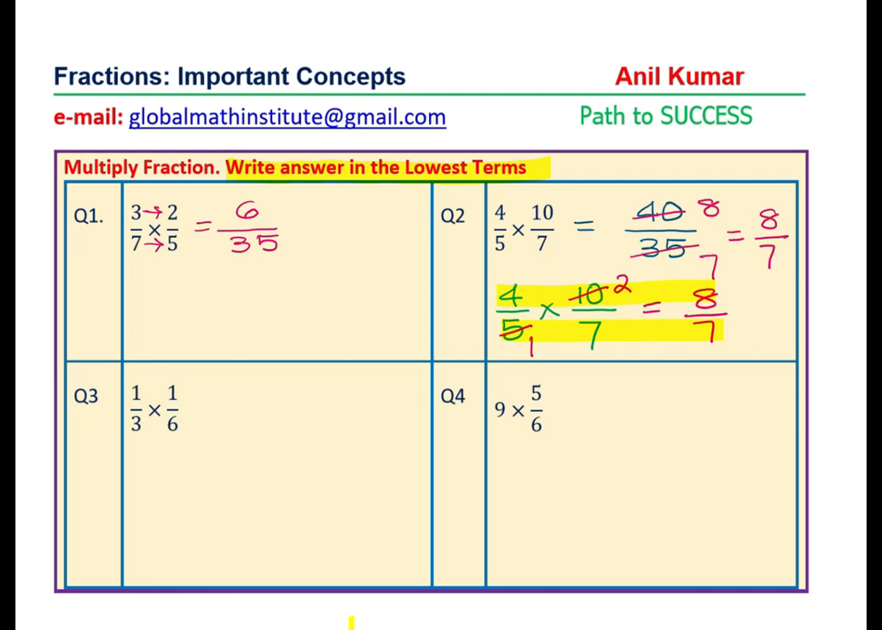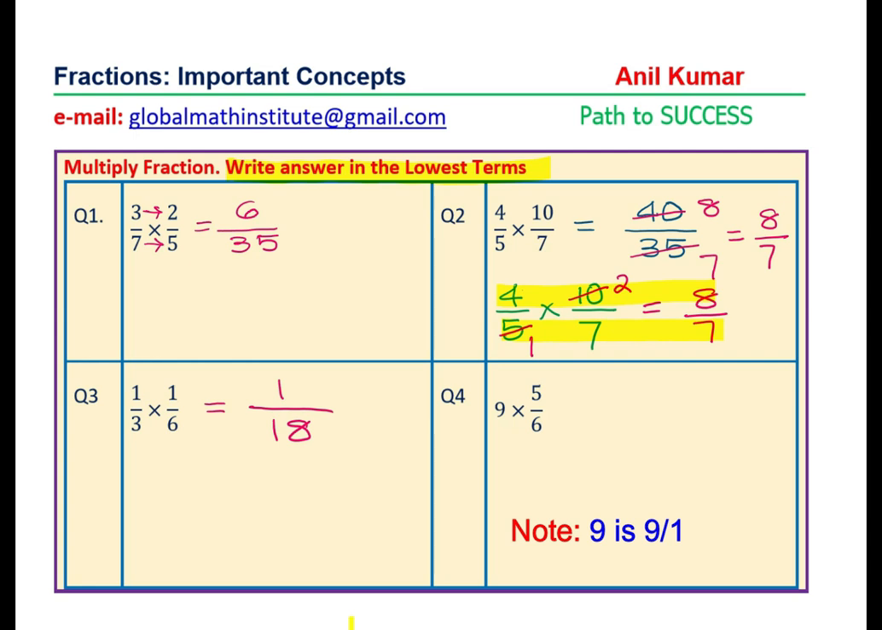Perfect. Yes. Now the next example is 1 over 3 times 1 over 6. Well, this cannot be simplified. 1 times 1 is 1 and 6 times 3 is 18, and we have 1 over 18 as our answer. Makes sense. What should I do in question number 4?